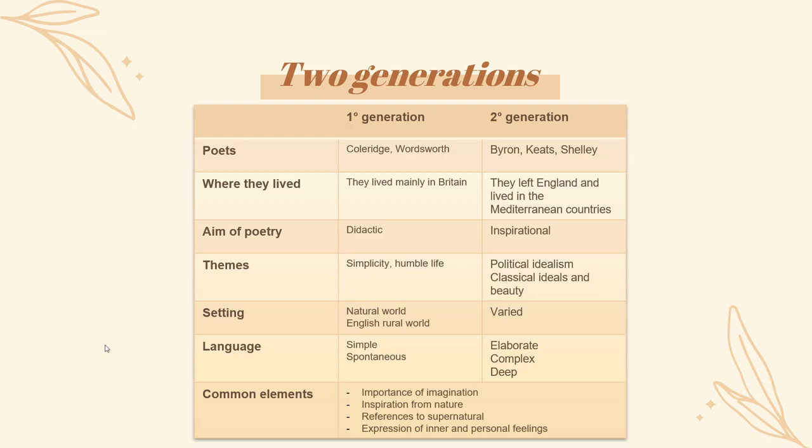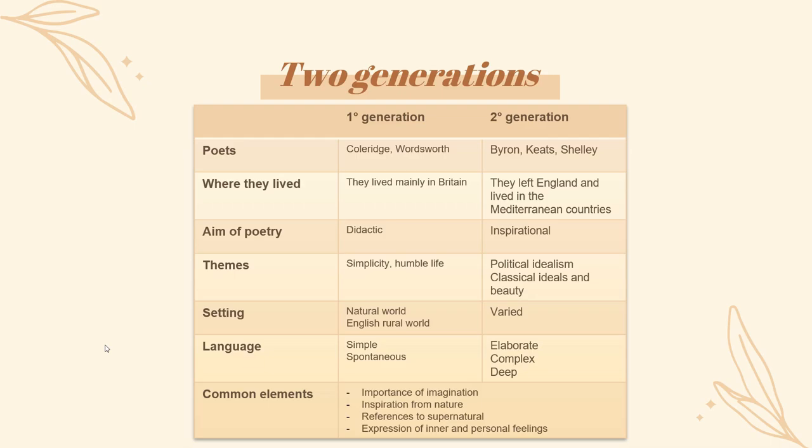Whereas for the second generation, those characters were already established for them. So they wanted to elevate poetry much more, and they have an inspirational aim. As you can also see, they left England and they lived in Mediterranean countries. So they didn't want to stick to the country of origin, but they wanted to see the world, to see and to experience other forms of living.